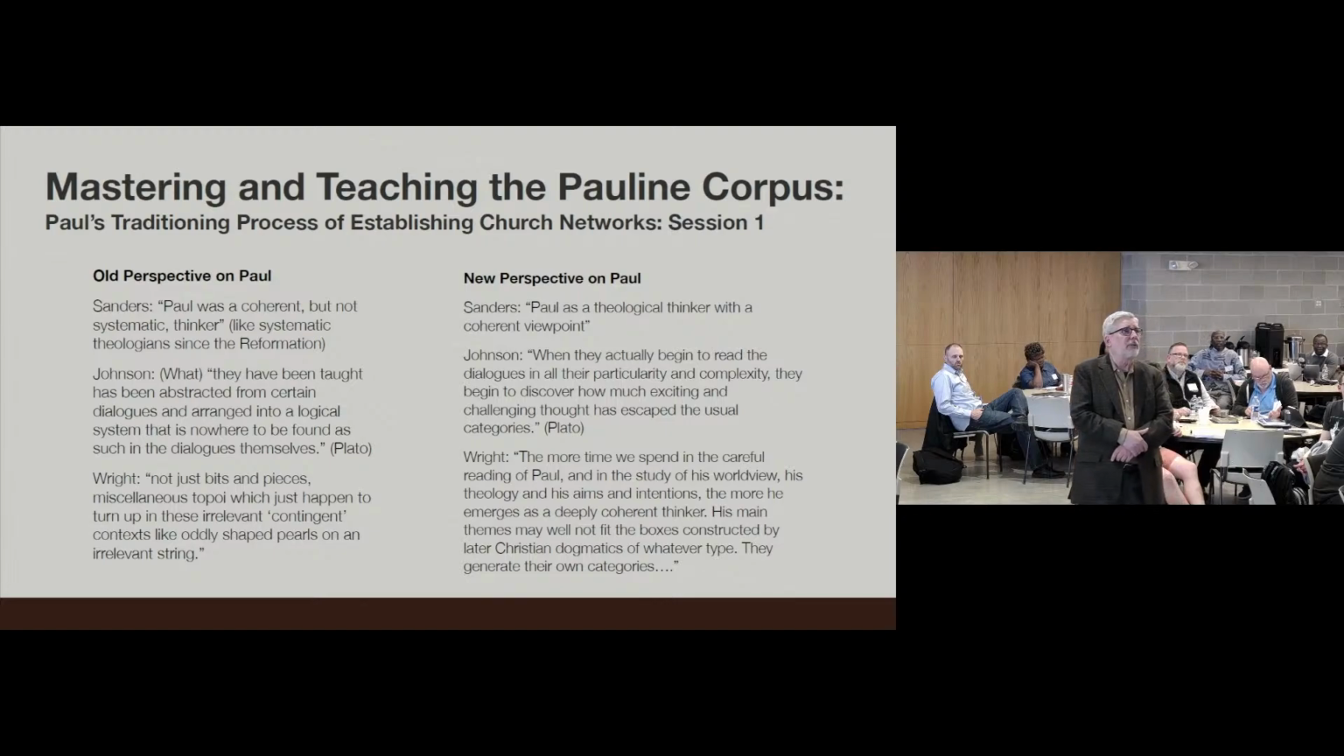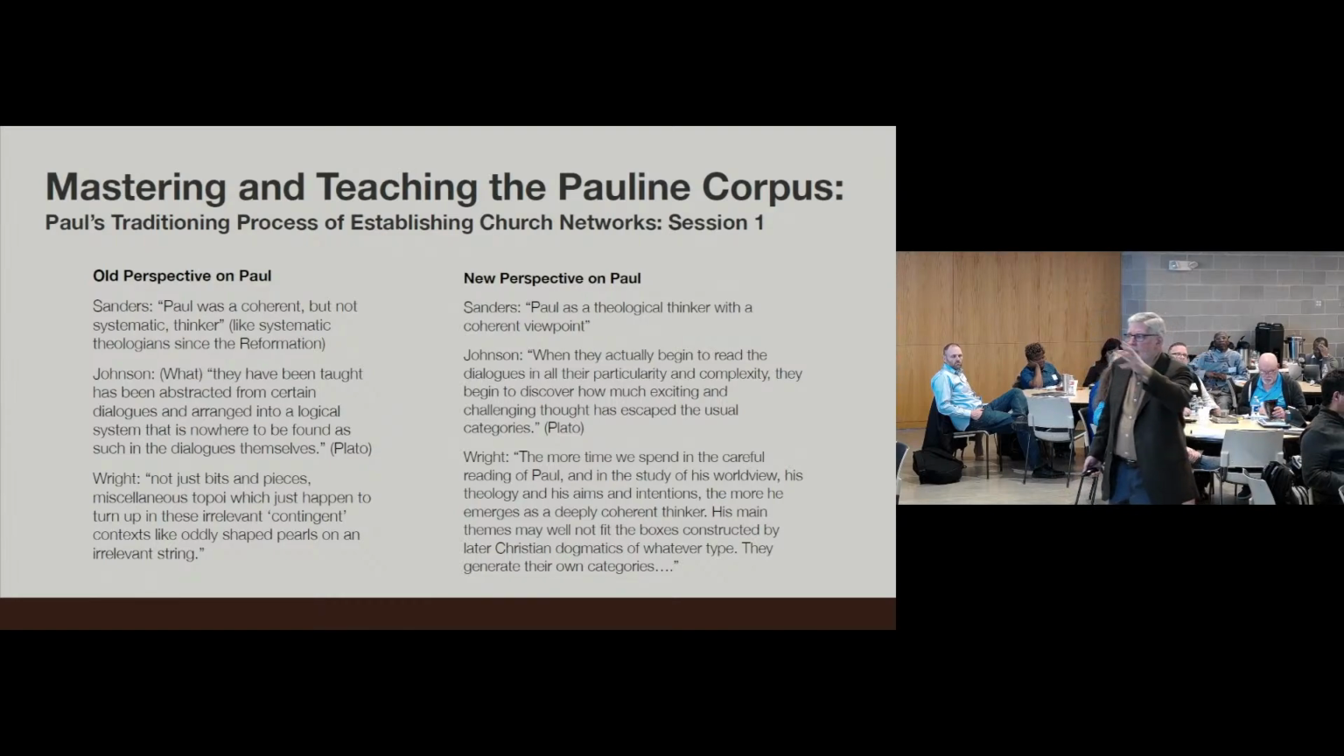The Old Perspective on Paul. A Sanders quote: Paul was a coherent but not systematic thinker, like systematic theology since the Reformation, where Sanders sees Paul as a theological thinker with a coherent viewpoint. Johnson says they have been taught that theology has been abstracted from certain dialogues and arranged in a logical system that is nowhere to be found as such in the dialogues of Plato, as in the dialogues themselves.